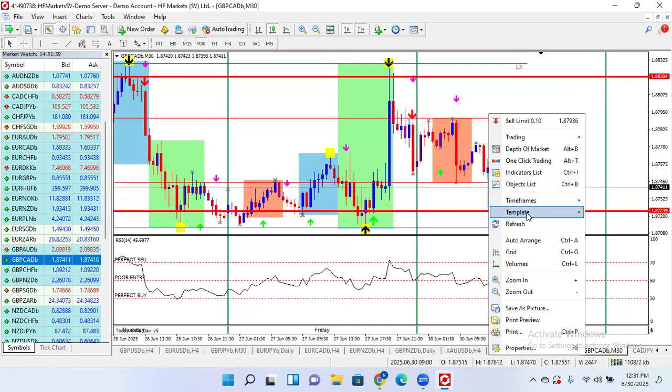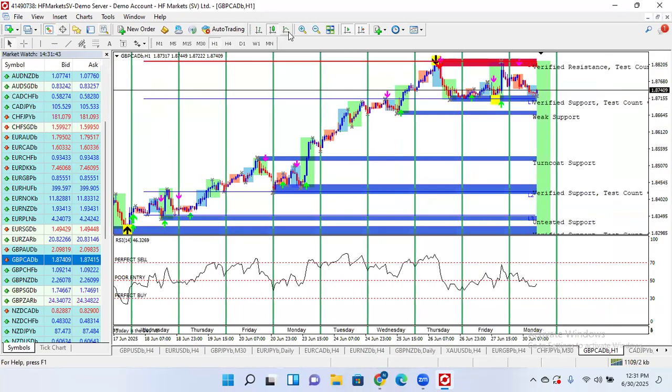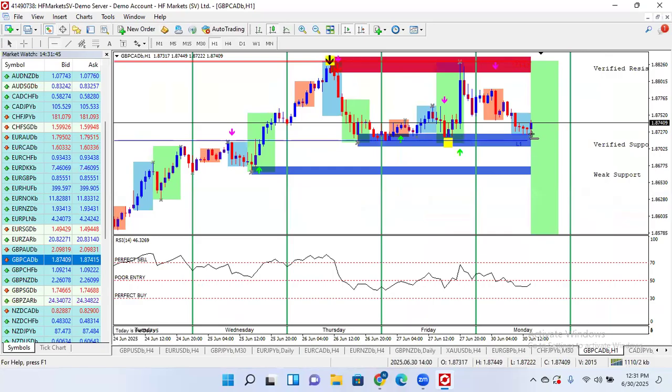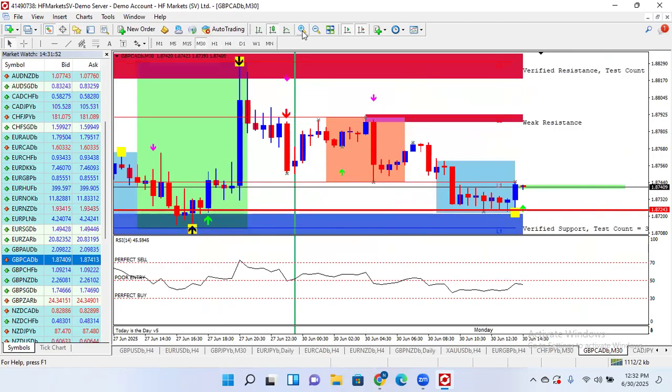So let me do this. One hour zone marked. M30 for entry. So M30 is here. Alert has not come. Yes, no alert yet.